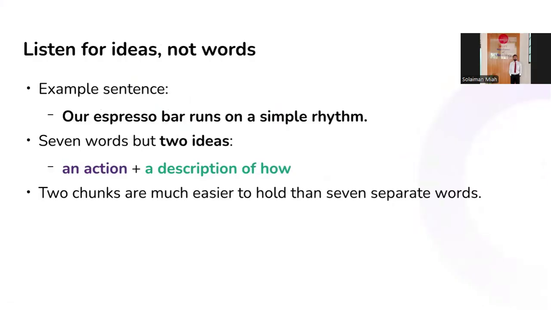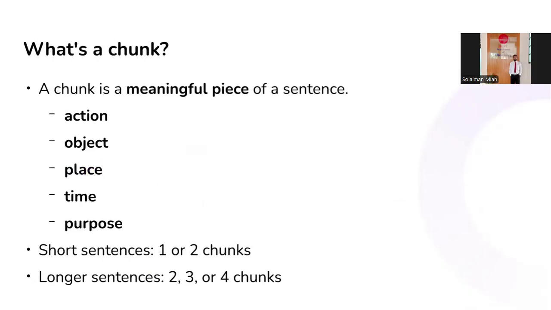Half of the sentence is an action that happens, "our espresso bar runs," and the other half is a description that describes how. In this case, that how is "on a simple rhythm," and remembering 2 chunks, an action and a how, is easier than remembering 7 individual words. We can call each of these ideas a chunk. A chunk is just a meaningful piece of the sentence.